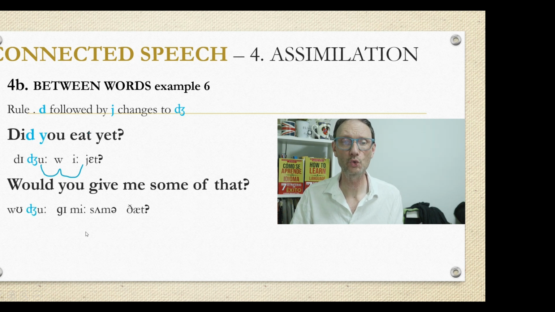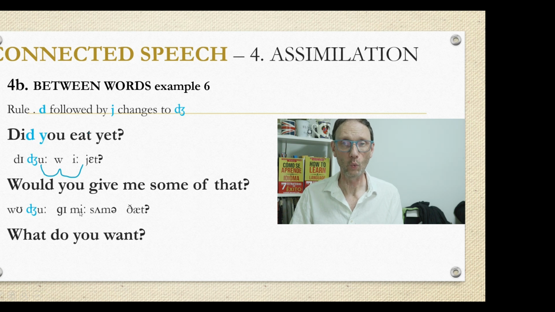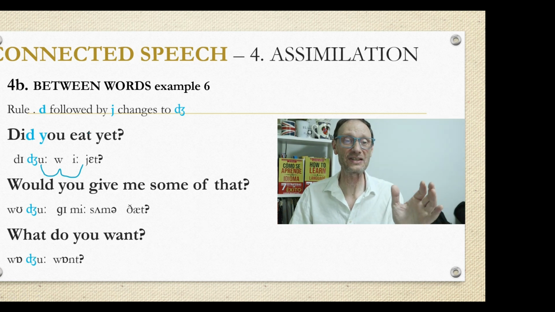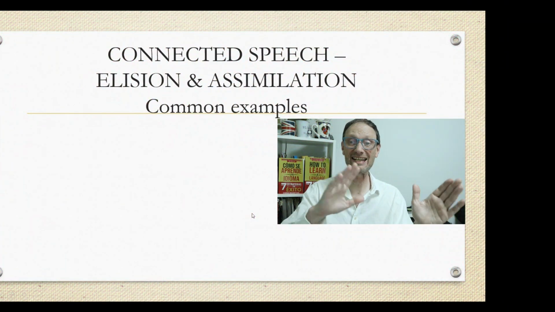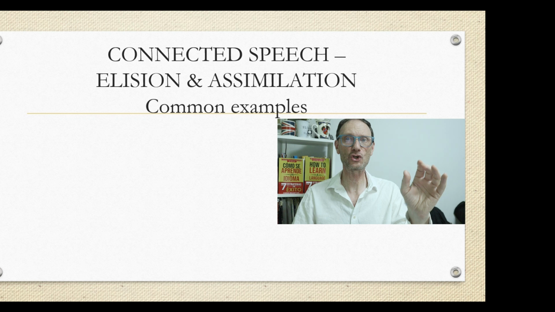Would you give me some of that? Would you? So again, it's with the D and the Y, the Y becomes J. Would you give me some of that? And remember, we could also eliminate the T at the end of the word. What do you want? Again, we can eliminate the T at the end, and this becomes what do you want? This is a natural way of pronouncing these words, and you're going to listen to these all the time.